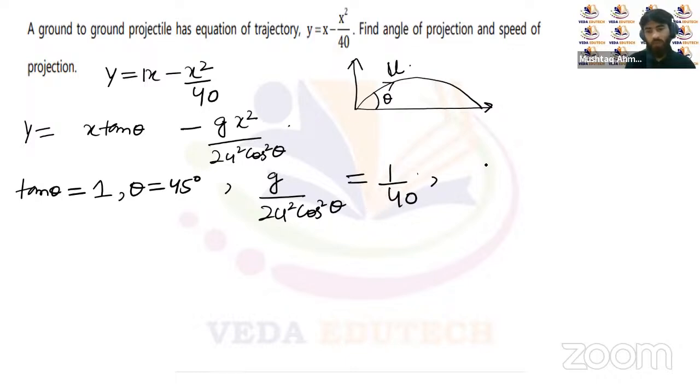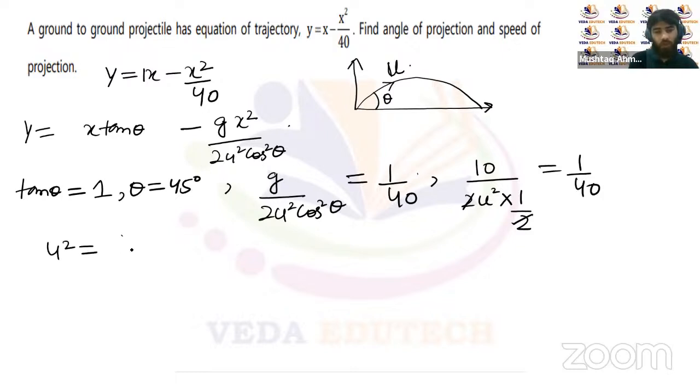So we can replace g with 10. It will be 2u square, and cos square 45 will be equal to 1 over 2, right? This 2 and 2 will get cancelled. We'll be left with 1 upon 40. So from here, u square will be equal to 400, or we can say that u is equal to 20 meter per second. So this is what we call the initial speed with which it has been initially projected.